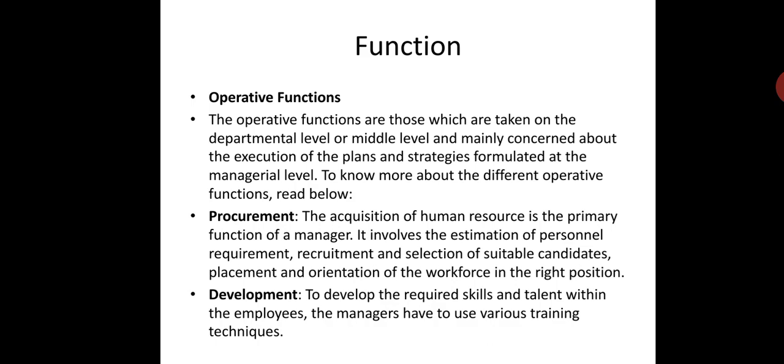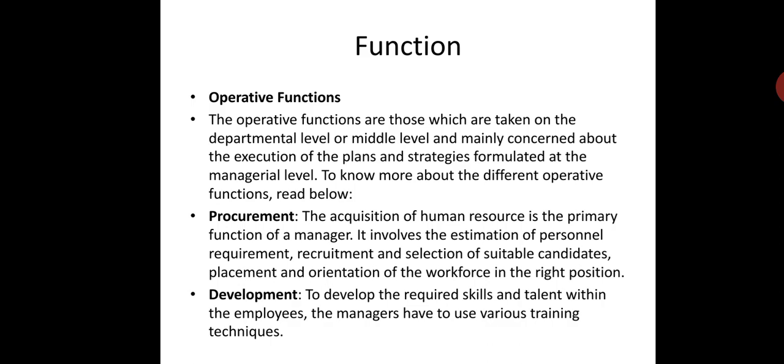You can say top level management says that we need IT managers, but here in middle level management, we are actually looking for how many we can afford, how many are necessary, what kind of things we need. Okay, so in procurement, the acquisition of human resource is the primary function of a manager. It involves estimation of personnel requirement, recruitment and selection of suitable candidates, placement and orientation of the workforce in the right position. So finding the right people, putting them in the right place, giving them the best environment you can give, so that they can give the best possible results.